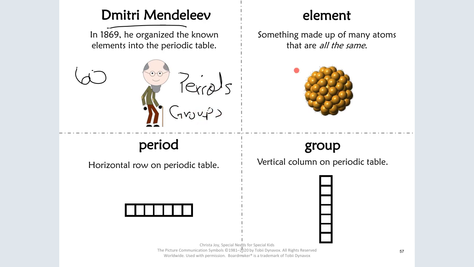Okay, periods and groups. An element is something that's made up of the same kind of atom. So if it has different atoms, like N and O atoms, then it's not an element. This is called a compound because it has 2 different elements. All right, periods are horizontal rows, and vertical columns are the groups.